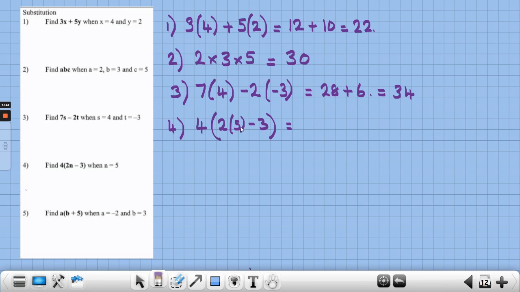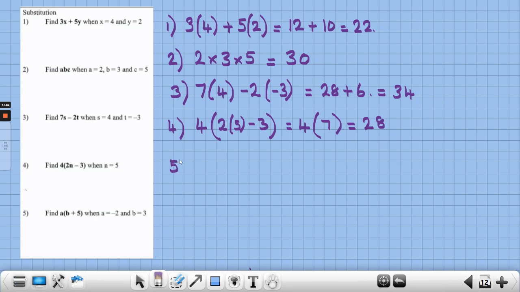Okay, let's deal with inside of the brackets first. 2 times 5 is 10. So we're going to leave that 4 outside the brackets. 2 times 5 is 10, minus 3 gives us 7. 4 times 7 is 28.